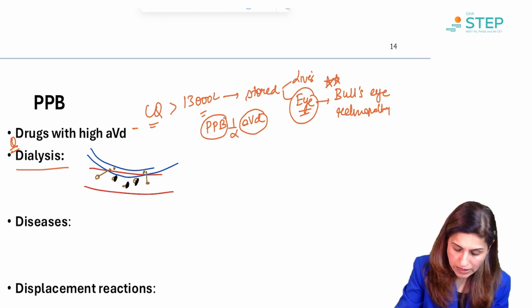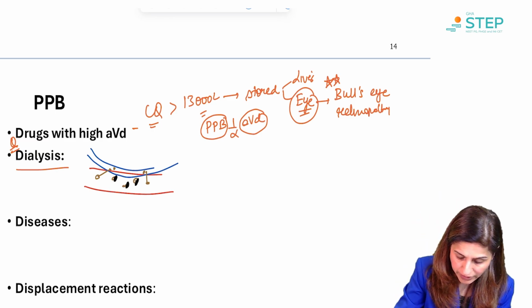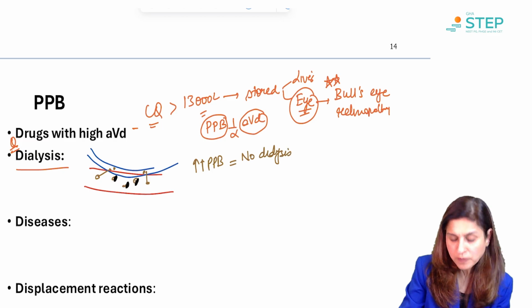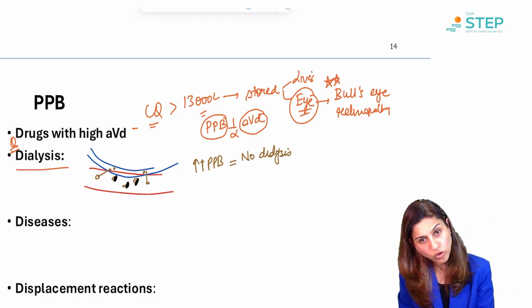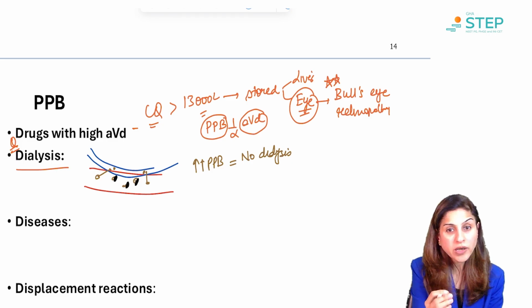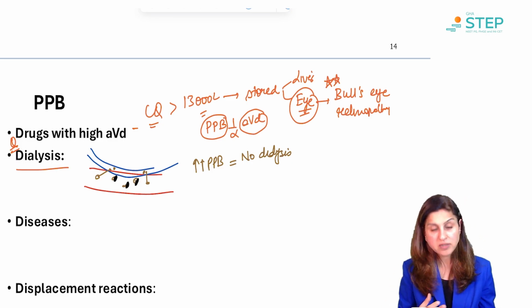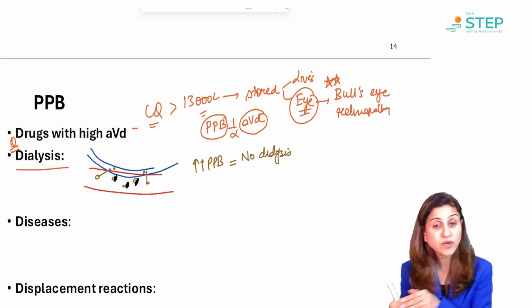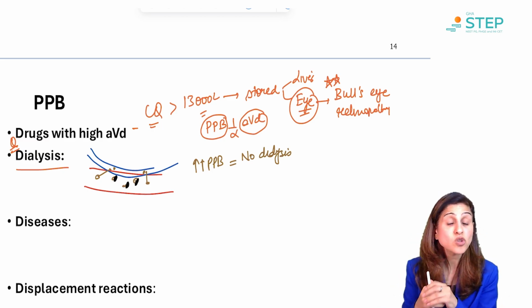So remember, if the plasma protein binding is high, then dialysis is not a good idea. It won't be successful. But if it is low, and the drug is in free form, then it is successful. Now, there are a few important drugs for which questions have been asked in previous years: the drugs for which dialysis is effective and the drugs for which dialysis is not effective.